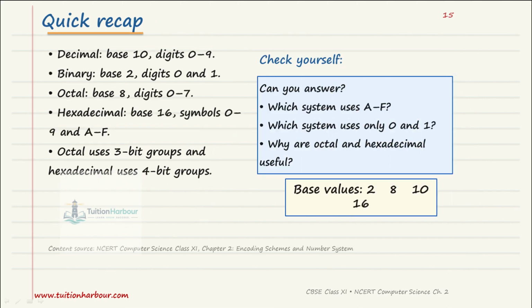Let us recap. Decimal is base 10. Binary is base 2. Octal is base 8. Hexadecimal is base 16. Octal represents binary in 3-bit groups, while hexadecimal uses 4-bit groups. Always identify the base and allowed symbols first.